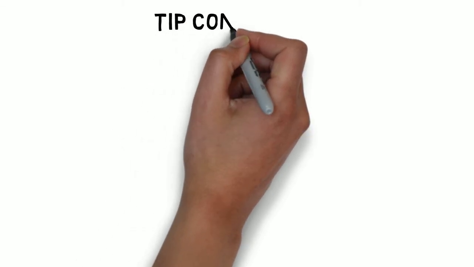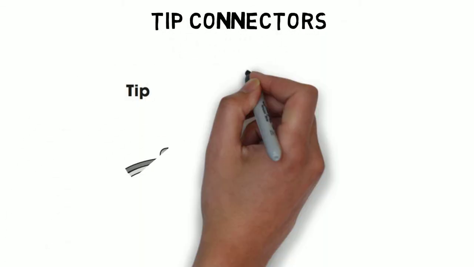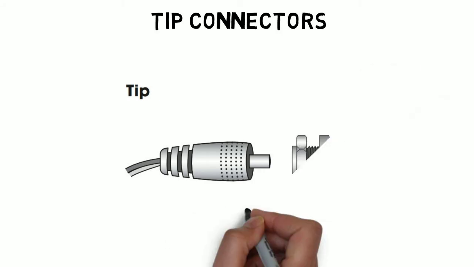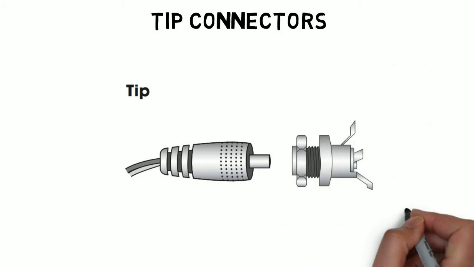Ninth on our list are the tip connectors. These connectors are commonly used to supply low voltage DC between 3 to 15 volts. They are generally used to connect fiber optic cables.